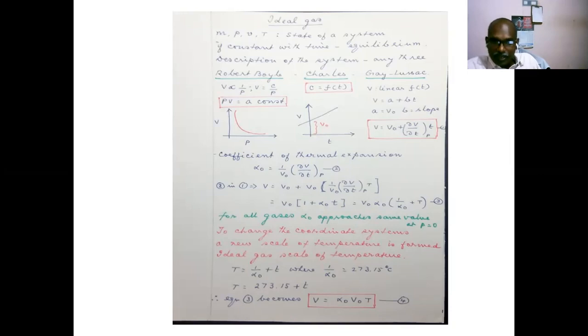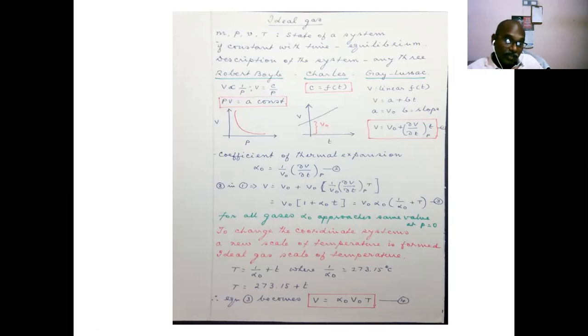First one is Robert Boyle. According to his observation, volume and pressure are inversely related at a constant temperature. So this proportionality is mentioned like this: volume is inversely proportional to pressure. This can be made an equation: volume is equal to a constant into 1 by P, which is represented as V is equal to C by P. Or I can write, if I bring the pressure to the left hand side, PV is equal to a constant. So this is Boyle's idea.